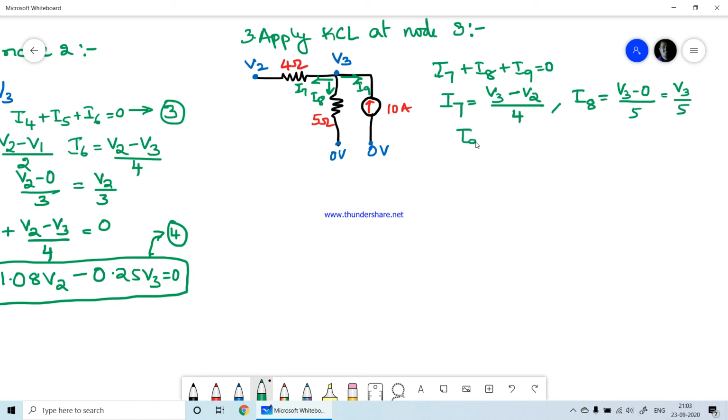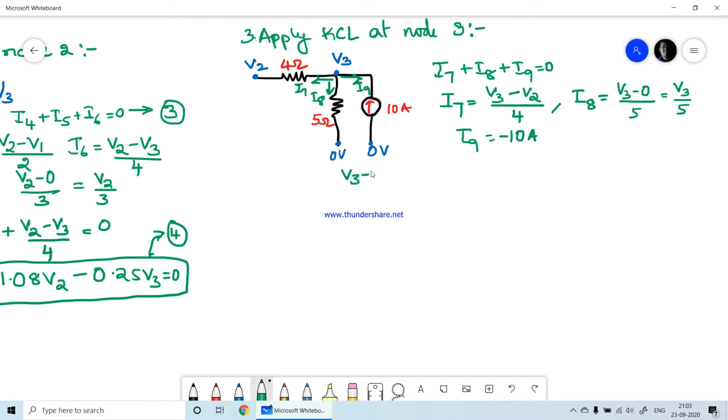Similarly, what is I9? I9 and this 10 amps. So this 10 amps is flowing through that branch where I9 is taken. So I9 is opposite to 10 amps. Therefore, I9 will be equal to minus 10 amps. Now, if I add all these three, what will I get?